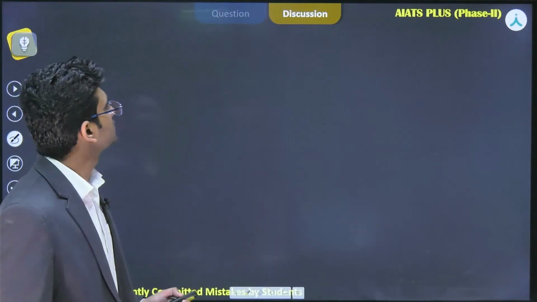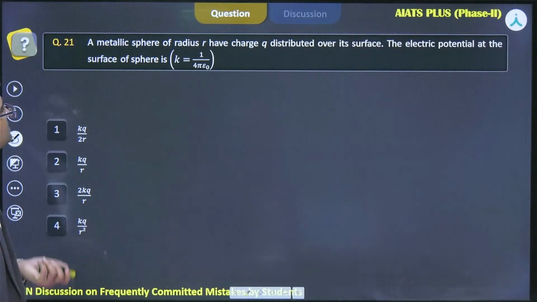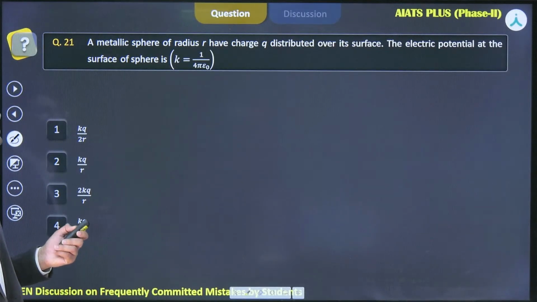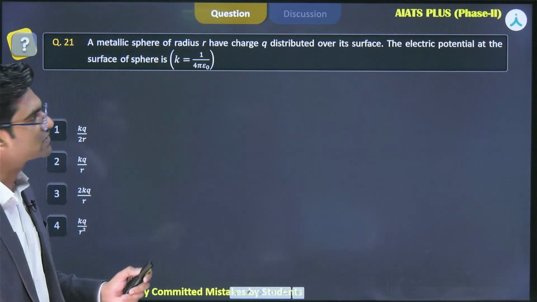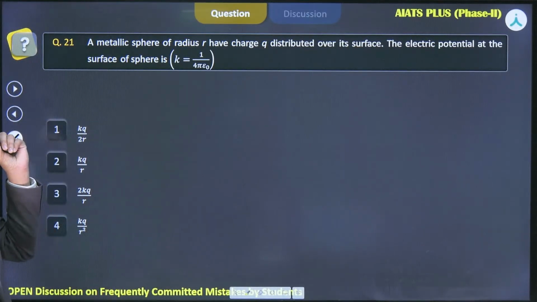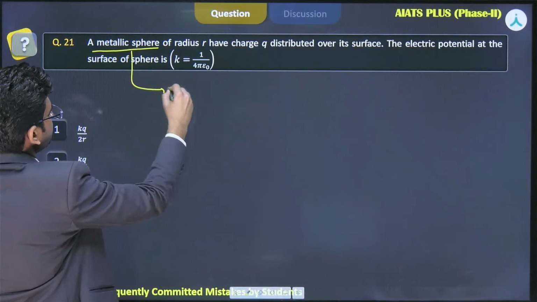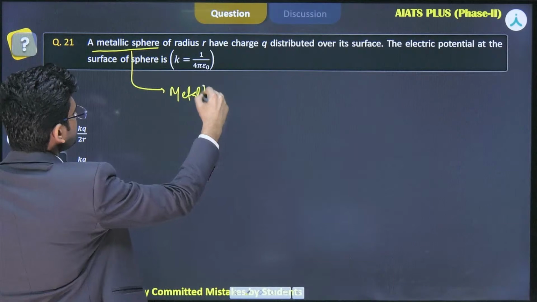Okay. Let's move to another question now. This question says, a metallic sphere of radius r has charge q distributed over its surface. The electric potential at the surface of the sphere is, and k is equal to 1 upon 4 pi epsilon naught. Okay. Now see here, this is a metallic sphere.